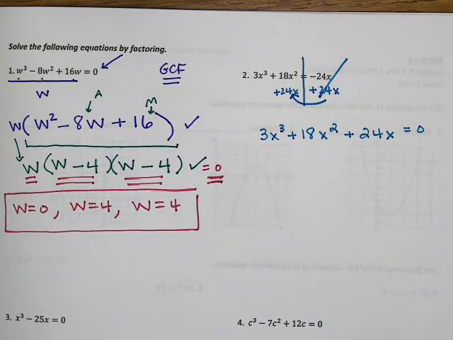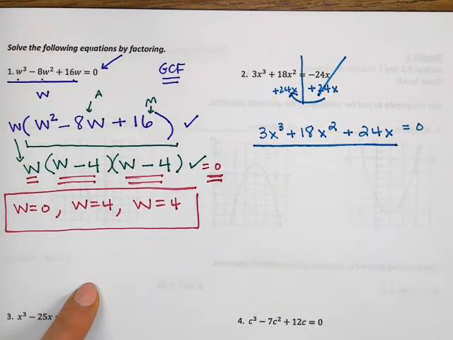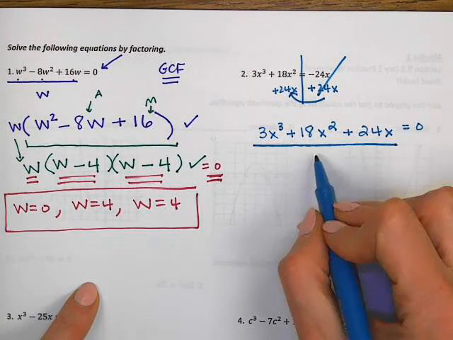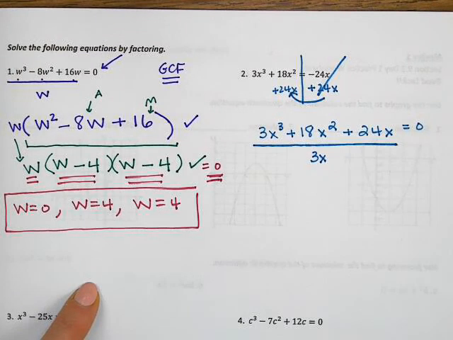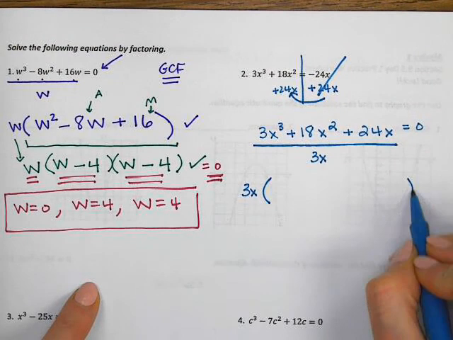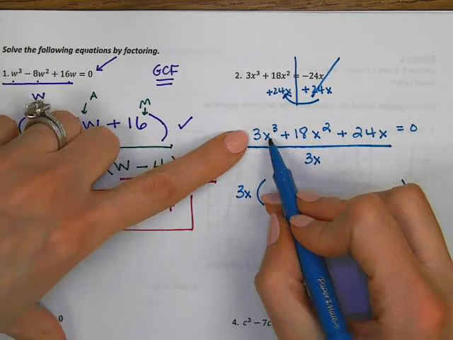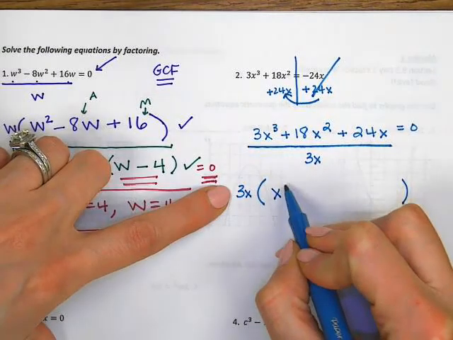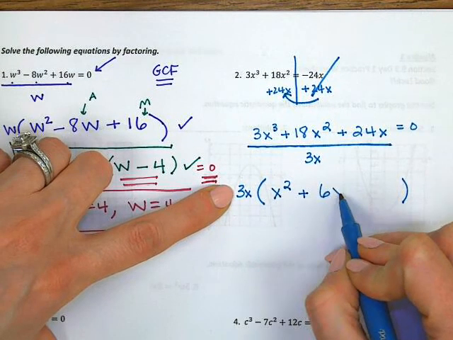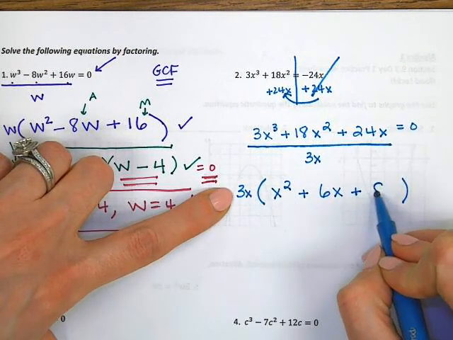Okay, GCF first. What can you guys divide every single piece by? Well, they all have a factor of 3, and they all have an x. So we're going to divide everything by 3x. All right, so write down 3x, draw a huge parenthesis, and let's actually do that dividing. So 3x cubed divided by 3x is 1x squared. 18x squared divided by 3x is 6x. And 24x divided by 3x is just 8.